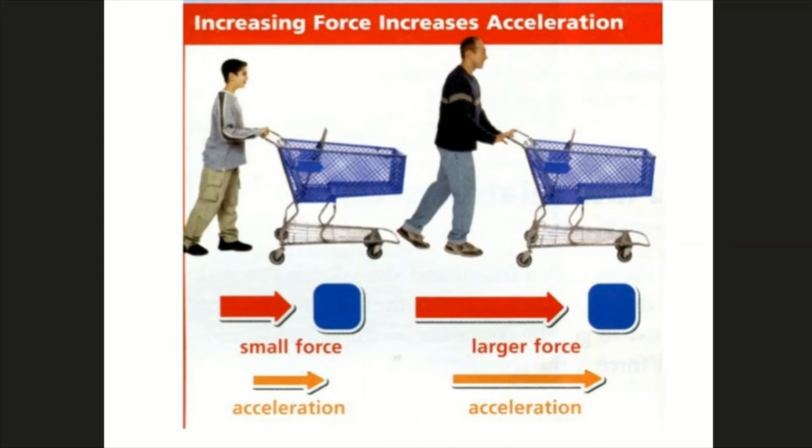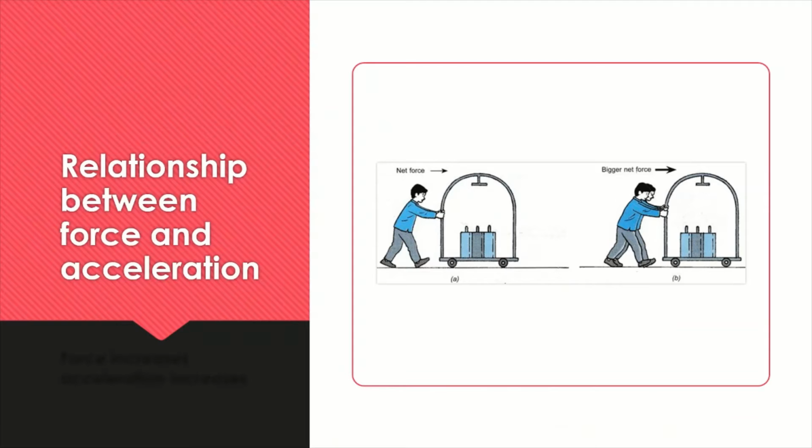All right, now if we have a greater force, for example, this son is pushing the trolley as compared to the father who is bigger and has got more force pushing the same trolley. So obviously with the larger force, will the father be able to push the trolley with the higher acceleration? Of course, logically it will tell us that when force increases, the acceleration increases.